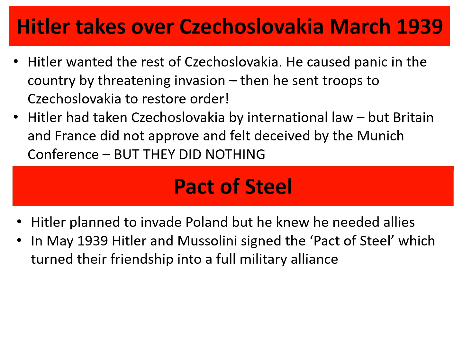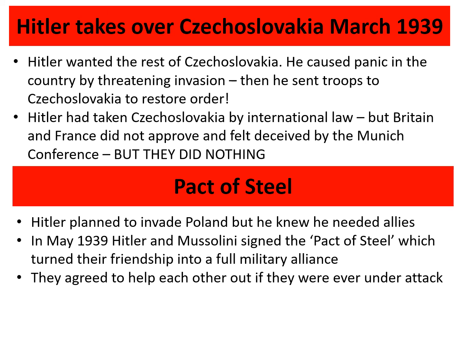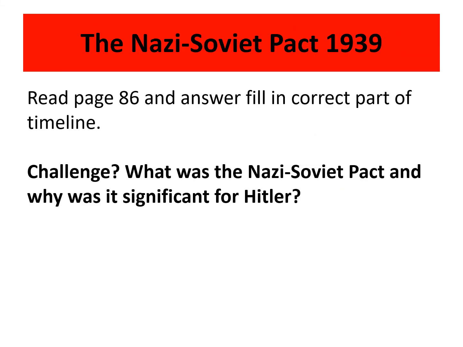So instead of saying we're friends, we agree to do the same things and not fight one another, it's now we are going to use each other's armies if we need them. They agreed to help each other out if they were ever under attack. Next, Hitler would try to be allies with the USSR.